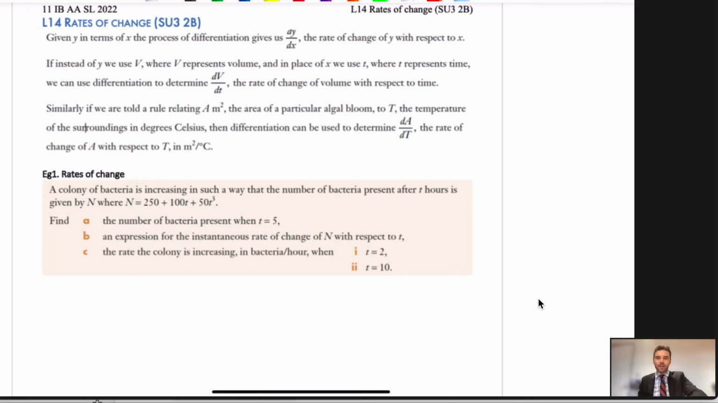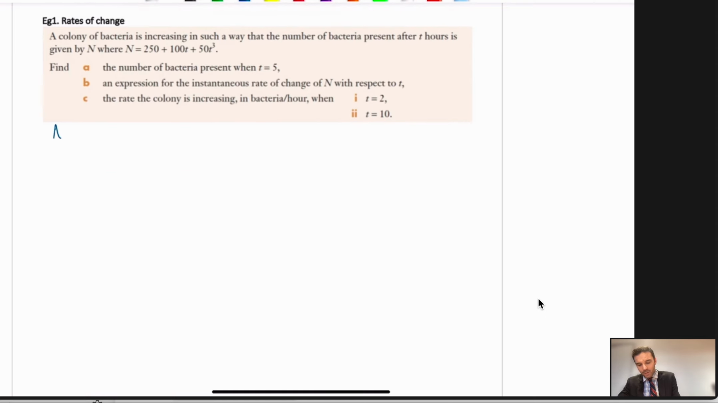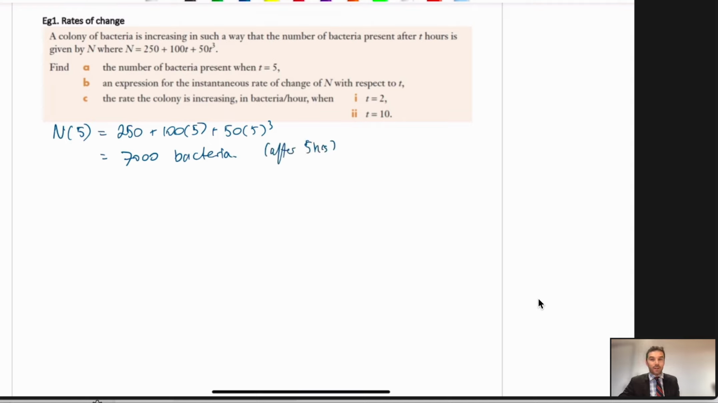A colony of bacteria is increasing in such a way that the number of bacteria present after t hours is given by n, where n is equal to 250 plus 100t plus 50t cubed. So find the number of bacteria present when t is equal to 5. So this is just simply using the model. We're going to plug in t is 5 into our model. And out comes 7,000 bacteria. So after 5 hours, there's 7,000 bacteria, okay?